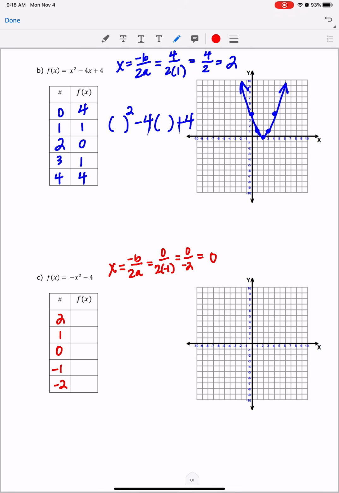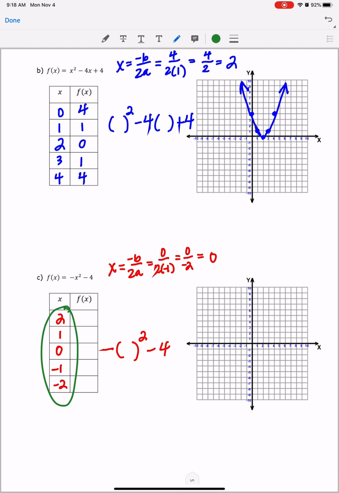So now with this one, you are putting these x coordinates into only this one x, and that will give you your y. Be very careful with this one because of that negative on the outside. The only thing we're putting something in for is that x right there. So that means we have negative on the outside. Then I'm putting in my number here and squaring on the outside, minus 4.